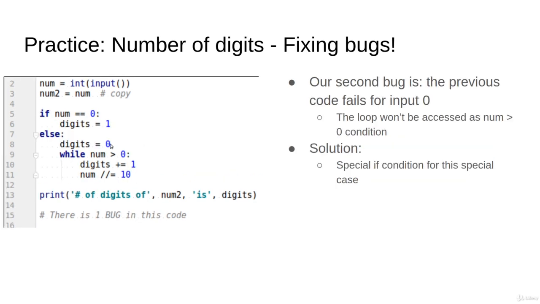So you have to make a special if condition for the 0. If number is equal to 0, then directly the answer is 1. Otherwise, digits equals 0, and then you do your code here. So the moral of that: we made special treatment for the number equal to 0 as a special case.